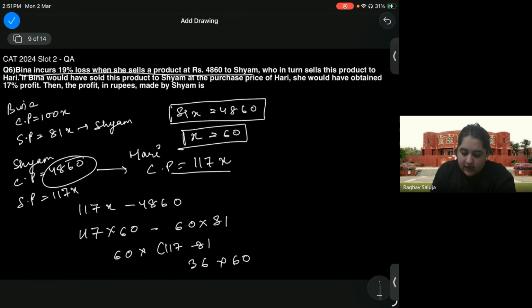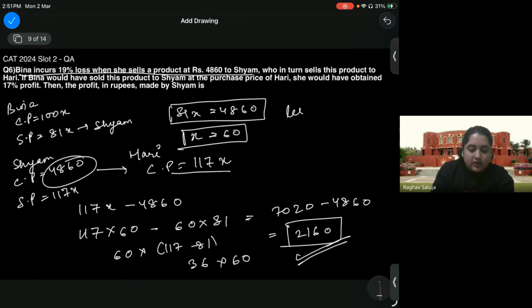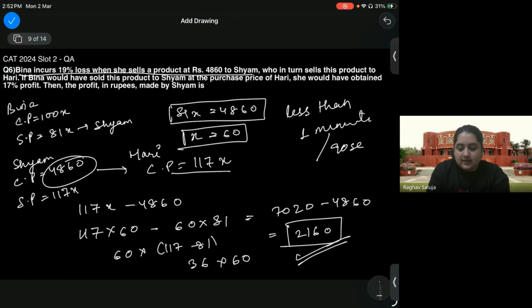Or we can just calculate it also if you feel that this is a little confusing. Then 117 into 60 is going to be 7020 minus 4860. That is nothing but 2160. And this was the right answer. Again, very easy question, less than 1 minute for this question, or max 90 seconds. Very easy question.